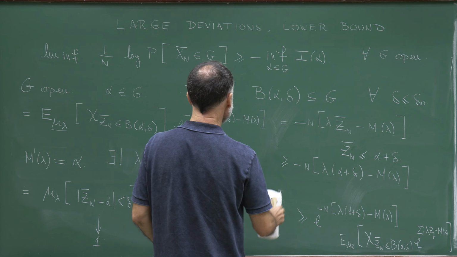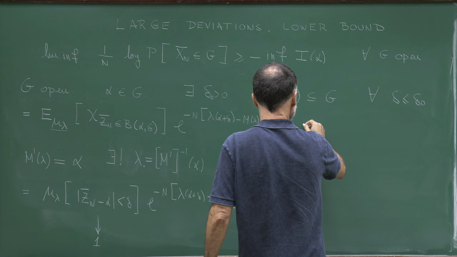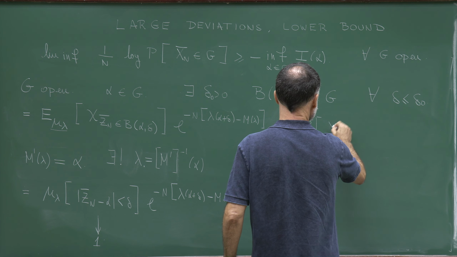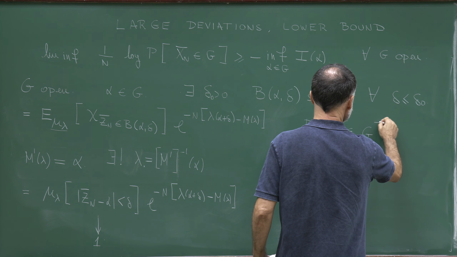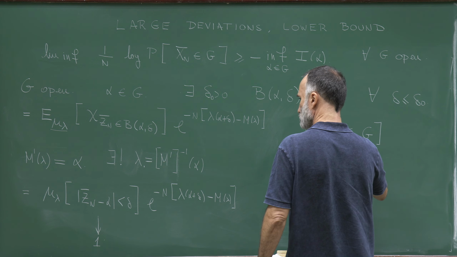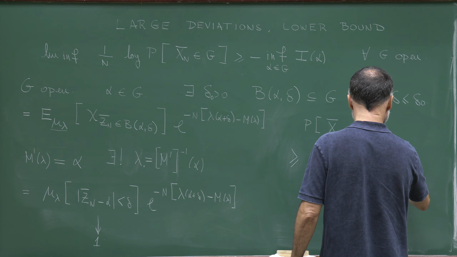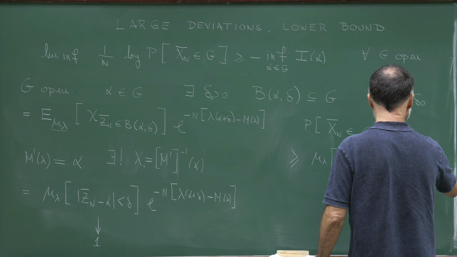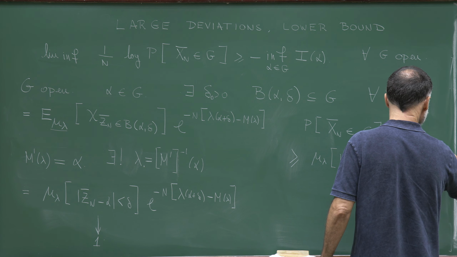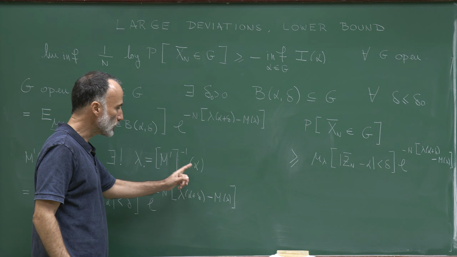So up to now, if you summarize all what I did, we proved that the probability that Xn bar belongs to G is larger or equal than mu lambda of Zn bar minus alpha less than delta times this exponential minus n lambda alpha plus delta minus m of lambda. And here I'm choosing lambda as m prime inverse at alpha.